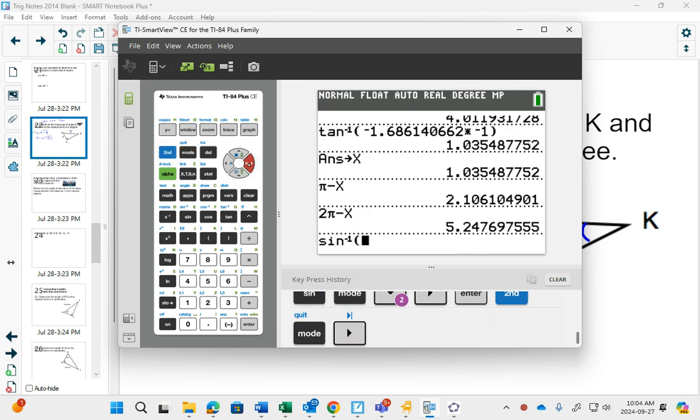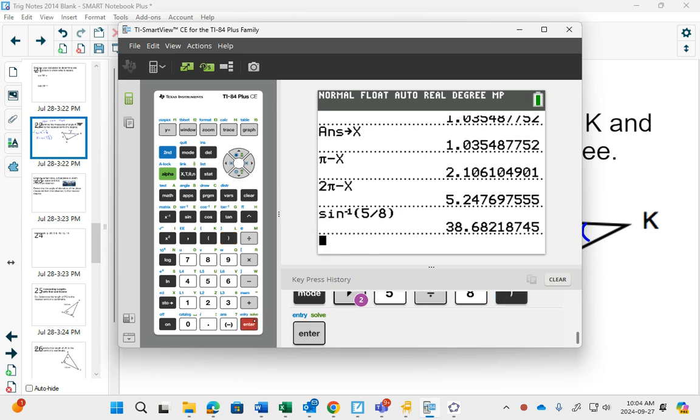is your calculator knows, your calculator has all of the ratios memorized. So if you tell your calculator, I have a triangle where the opposite side is 5 and the adjacent side is 8, it's going to check through its memory and say, I know what angle does that. The angle that does that is 38.68.